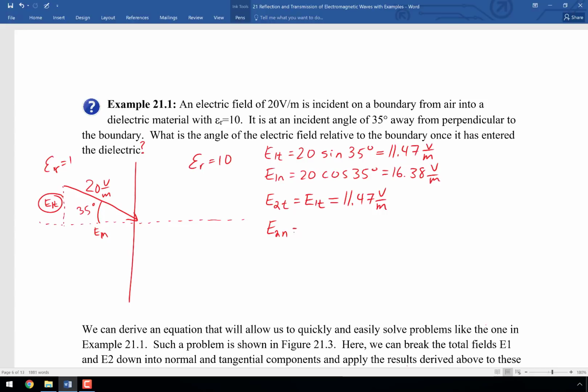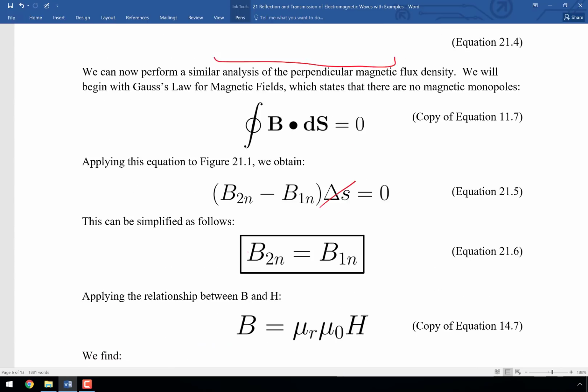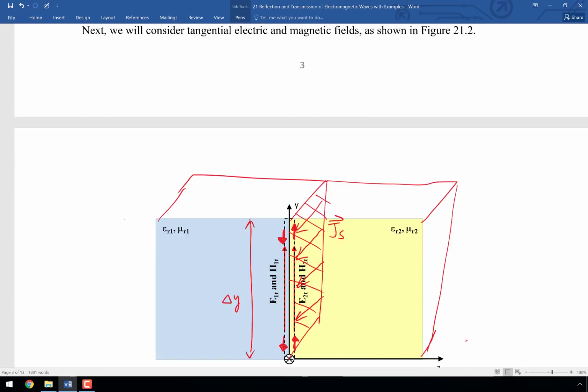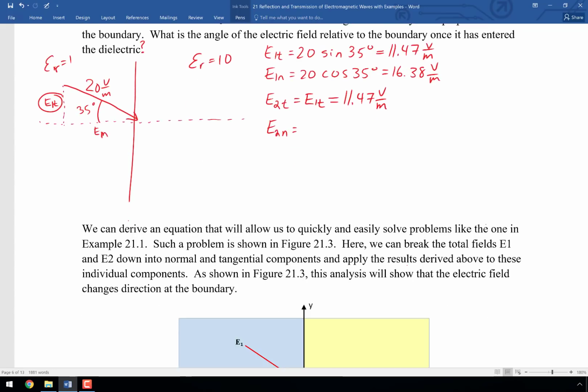E sub 2n is equal to what? Well, let's scroll way back up. And at the time I mentioned it, E sub 2n is equal to E sub 1n times epsilon r1 over epsilon r2. So we're going to apply that rule now in solving for the normal component in the second material. So E sub 2n is equal to E sub 1n times epsilon r1 over epsilon r2, and that is 16.38 times epsilon r1, which is 1, over epsilon r2, which is 10, and so therefore E sub 2n is equal to just 1.638 volts per meter. I cut it by a factor of 10.